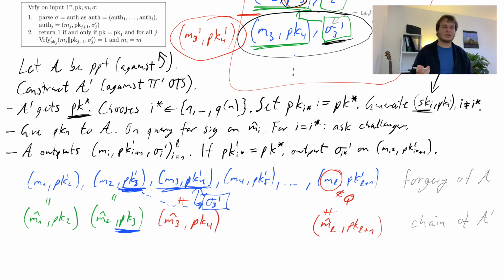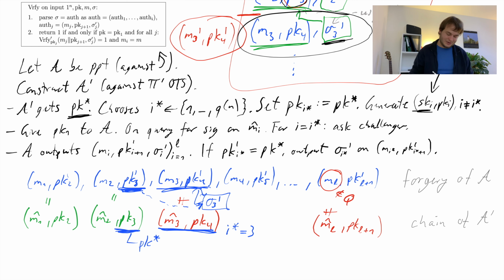So let's talk about what happens if we were lucky. Let's say by chance we actually guessed the index I star to be 3. Then what happened in our run of the experiment? If I star is equal to 3, then this pk3 here, the important key, is actually our pk star that we've embedded in that position. And when we did the experiment, the one signature that we asked for was a signature on this message. And we had pk4.